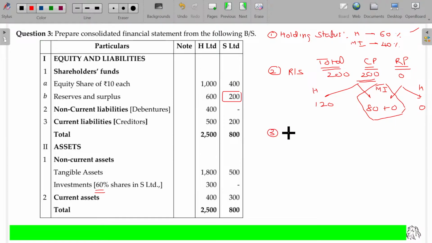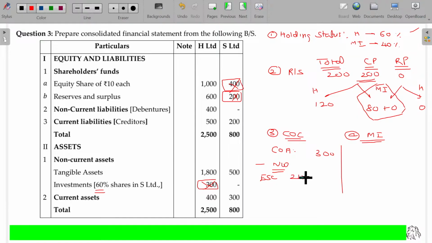Third one, cost of control as well as minority interest. You have to prepare these two workings parallelly. The amount paid for acquiring the shares in the company being 300, so I am going to take 300 rupees. Net worth of the company, I am going to take the equity share capital. The equity share capital being 400, out of that the holding company status being how much? Only 60%.